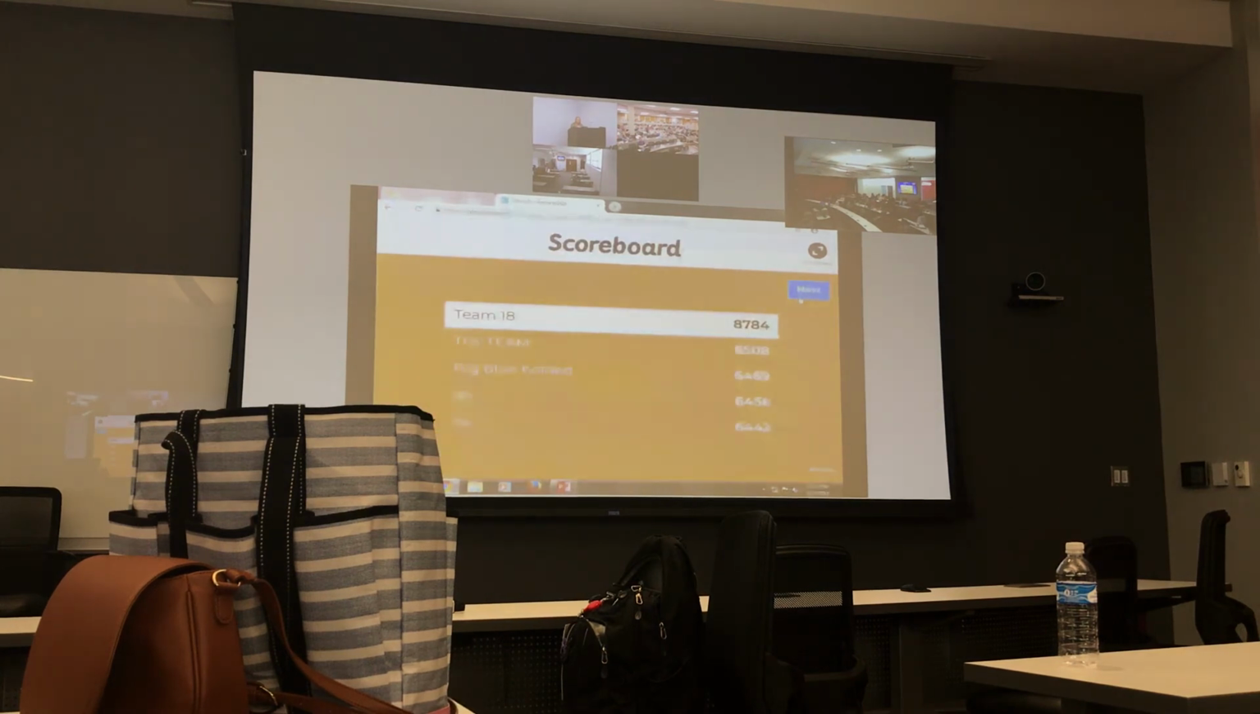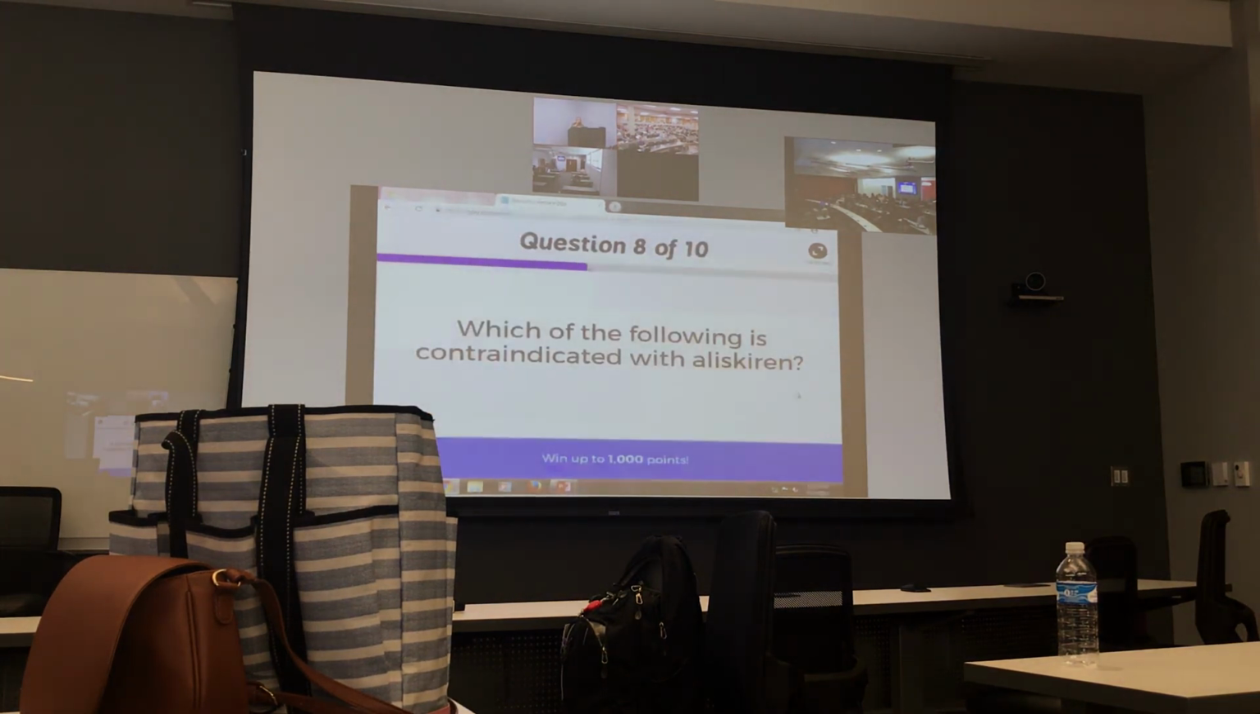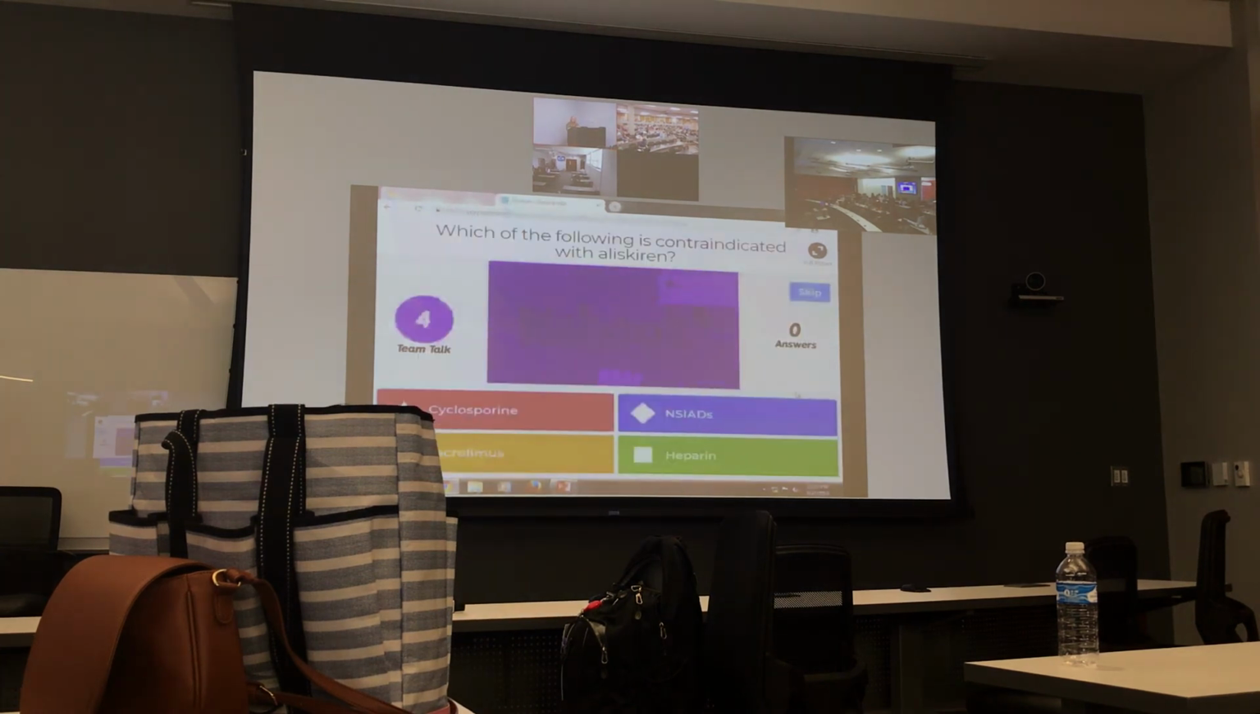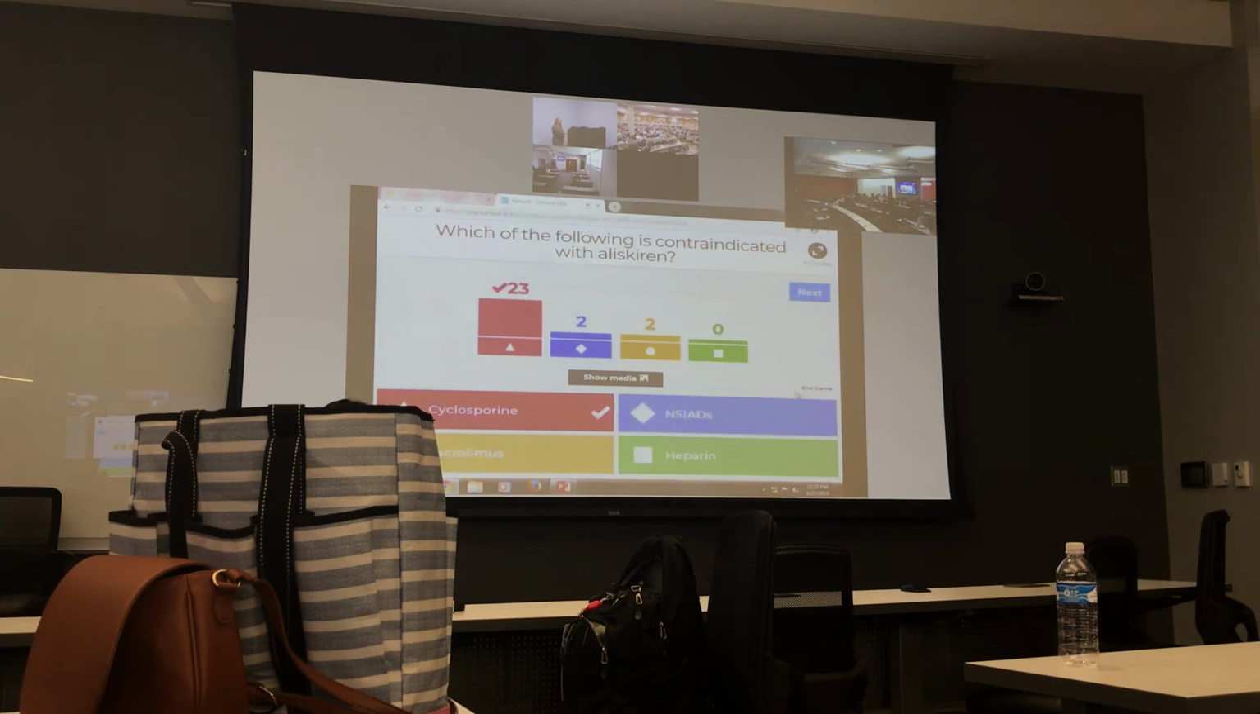Move it on. Which of the following is contraindicated with the drug that I hate saying more than any other drug in the whole entire world, aliskiren? We had a few groups choose NSAIDs and tacrolimus. Was this a misstroke? Wait, did you do it again? No, that got it right. This is a needed clarification. We had a mixture.